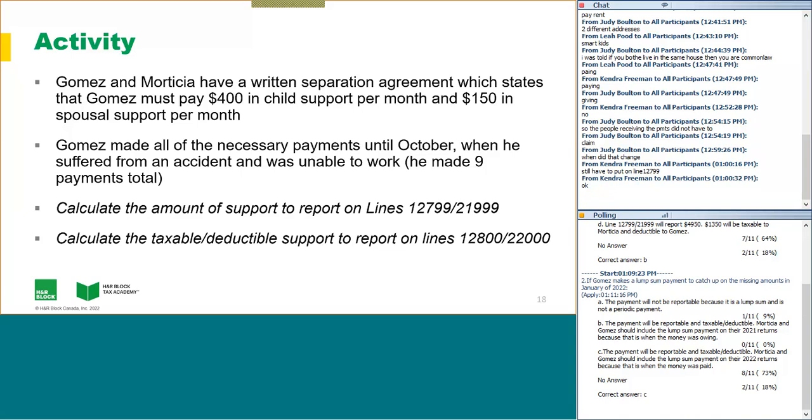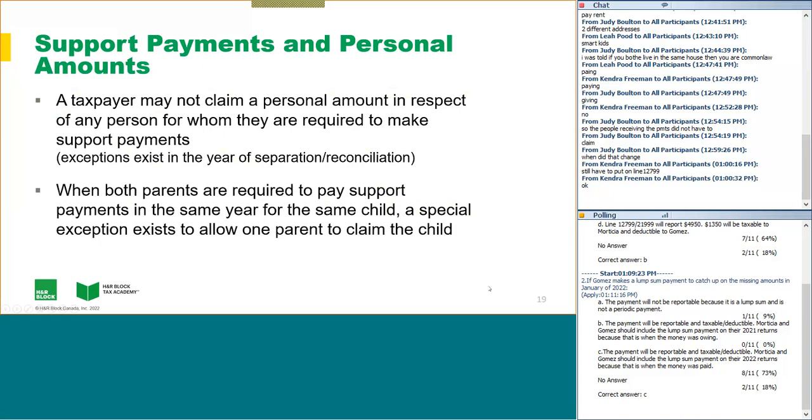Good. Couple of rules generally about support payments. The taxpayer cannot claim a personal amount for anyone for whom they're paying support payments except in the year of separation or the year of reconciliation. So in the year that you separate or the year you become married to someone or common law with someone, there's a special rule where you can claim personal amounts even if you're paying support.